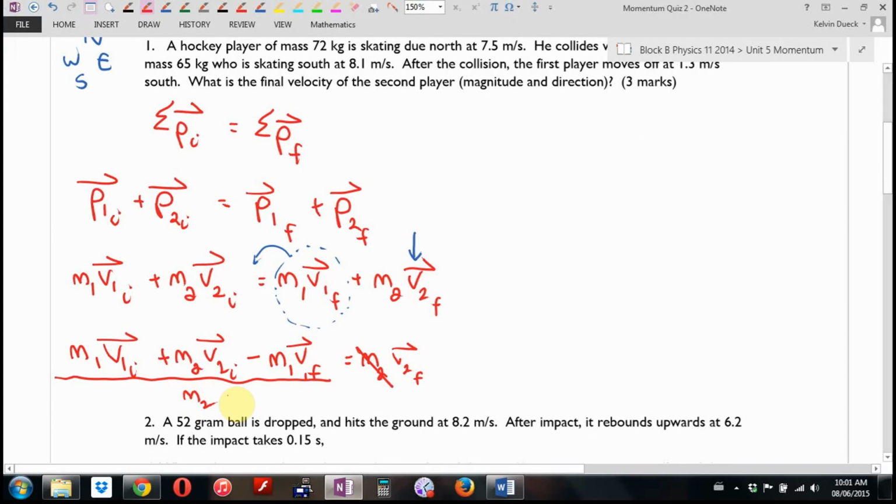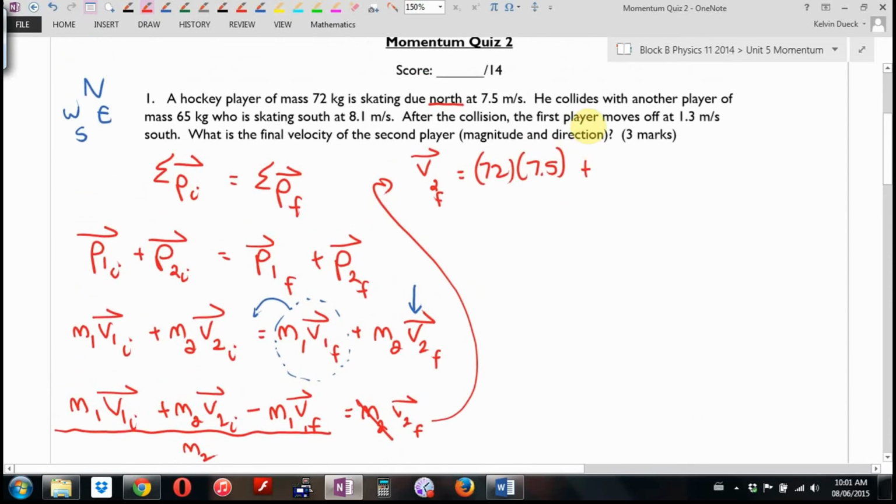Okay. I see directions. I'm going to let north be positive and south be negative. You could do it the other way around, but it makes more sense to me. So, time to plug and chug. It's going to be the final velocity: mass 1, 72, v1 north, so positive 7.5, plus mass 2, 65, v2 south, so negative 8.1, minus mass 1, 72, v1 final, he moves off that fast south, negative 1.3, divided by m2, 65.